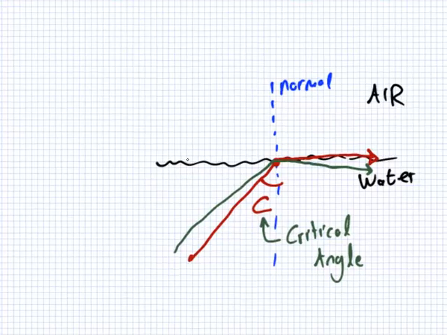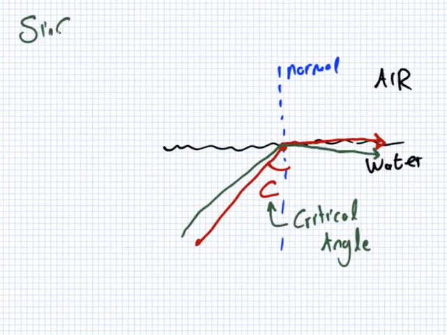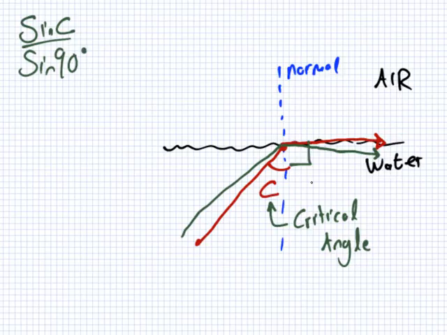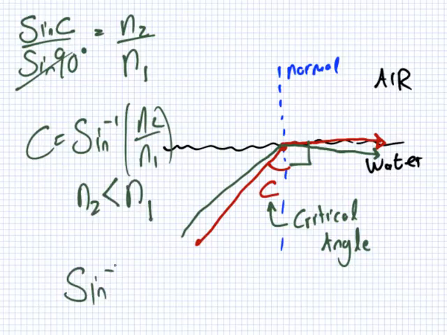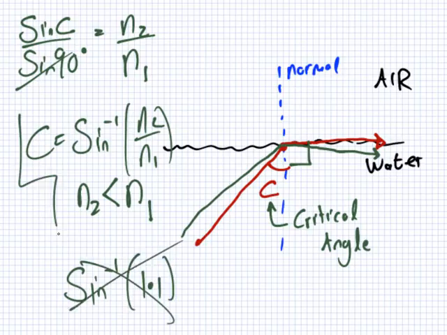And you can easily calculate it because you have sine C over sine 90, because you want a 90 here, equals n2 over n1. What's sine 90? It's 1. So C is just sine inverse of n2 over n1. And this is the critical angle. But you'll notice that n2 must be smaller than n1, because if you ever try to calculate something that's bigger, this doesn't work on the calculator. So this is the formula for the critical angle, which I think I write here.